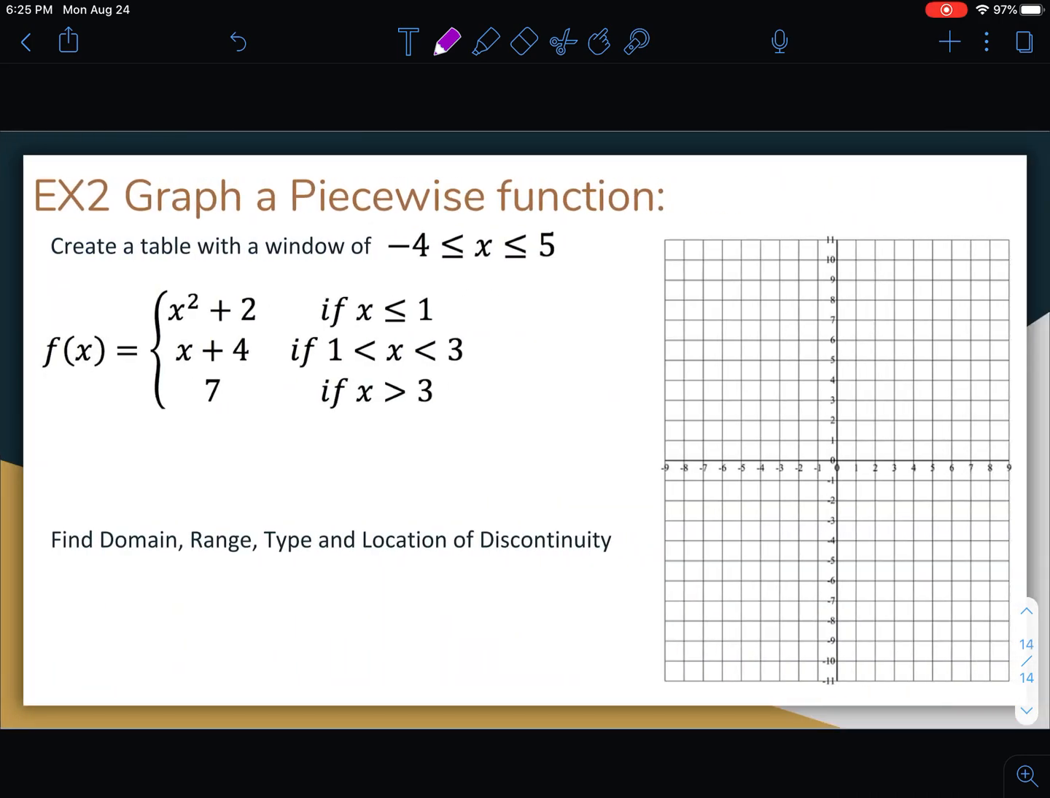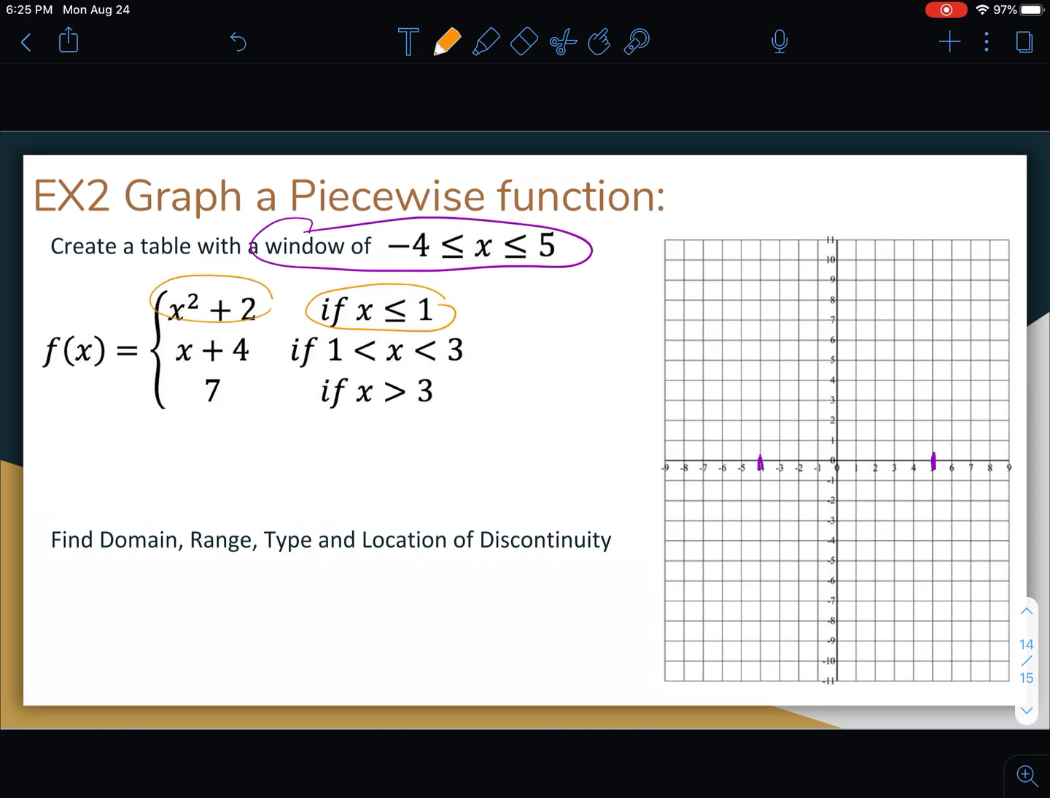Okay, second graph, here we go. So we have, again, a window between -4 and 5. So we're concentrating between -4 and 5 right here. We have a quadratic function, a linear function, and a constant function. So we're going to go ahead and graph all three of these.